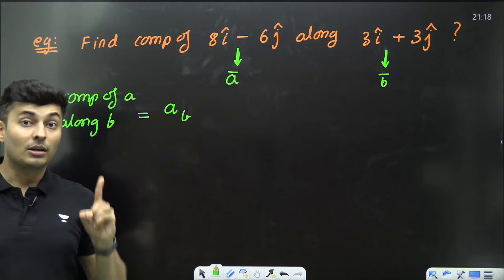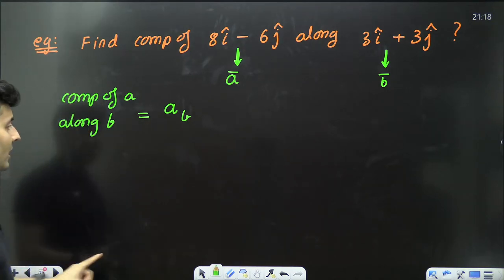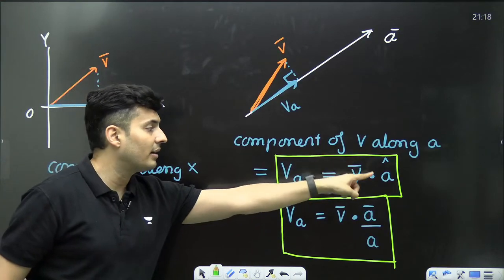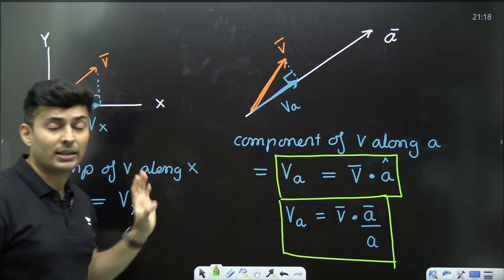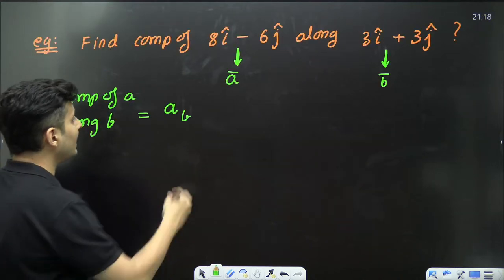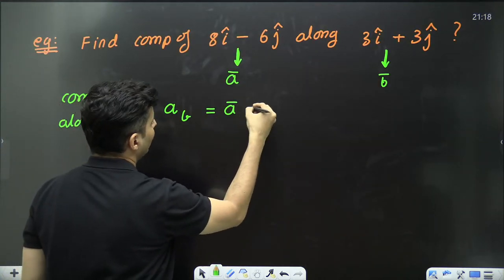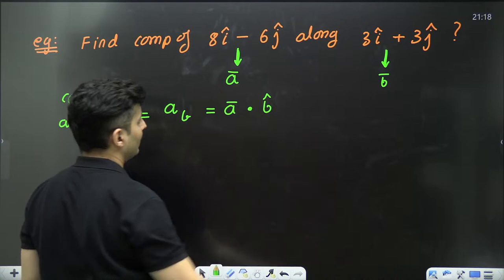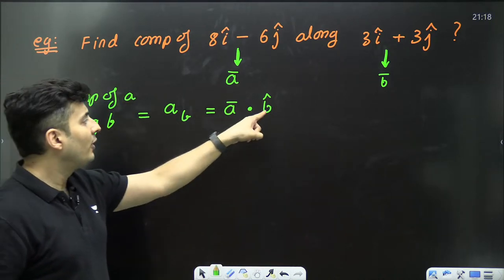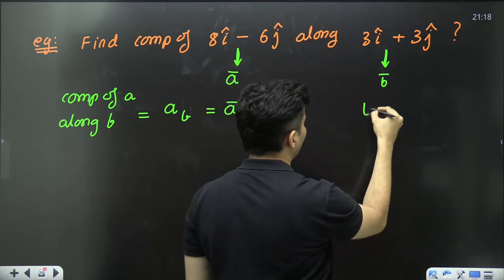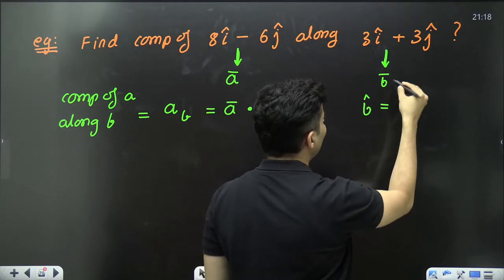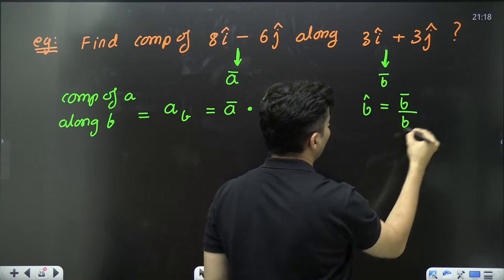Understood this? Now, what is the formula? Try to recollect. It was nothing but v bar dot a hat, so that vector dot the other vector's unit vector. So basically it is nothing but A vector dot B hat. That's all. So first find B hat, guys. That is your first job. So B hat, my dear warriors, will be B vector divided by the magnitude.